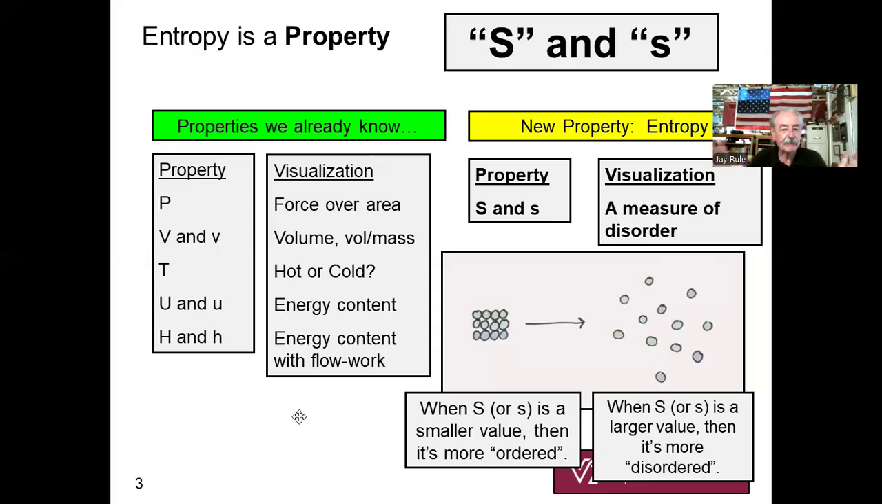And we're just going to leave it at that. In Chapter 6, you're going to learn how to quantify that, put a number and a unit associated with S. But for right now, S is a property and it's a measure of disorder. The more the disorder, the bigger the value.